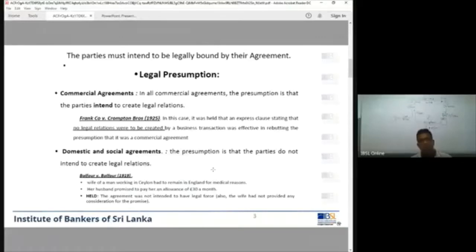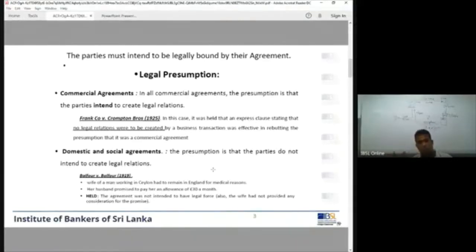The husband promised to pay her an allowance of 30 pounds per month. So when he came, he promised, I will send you 30 pounds per month. Every month I will send you 30 pounds. So what happened after he came here? He failed to send money to his wife. So then his wife filed action against him.